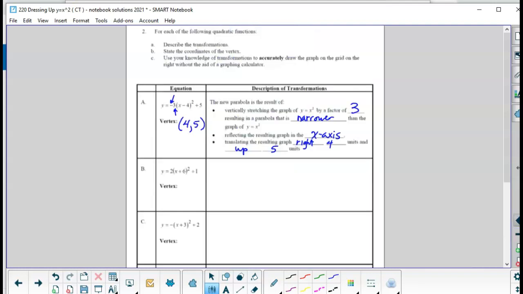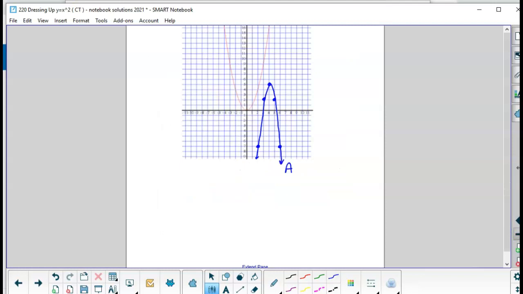B, now I'm going to take the shortcut here by using some abbreviations. On a test, you cannot use abbreviations. So we're talking about stretches, so vertical stretch by 2. Then we're talking about reflections, there aren't any. Then horizontal translation, 6 left, and vertical translation, 1 up. You cannot do this on a test. You have to show all the words. Vertex here is -6, +1. So let's graph that. We'll do it in a different color.